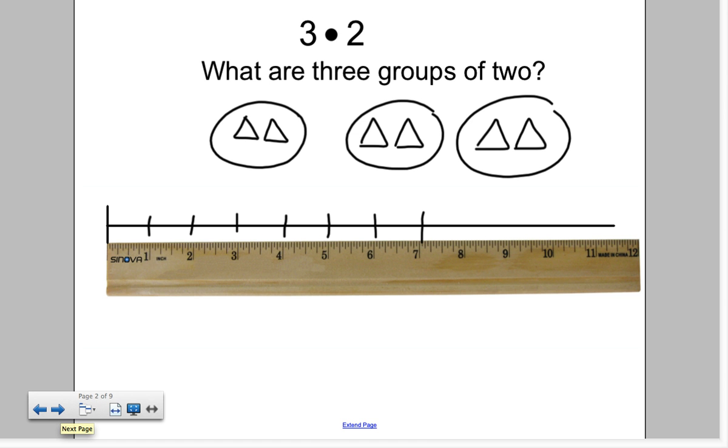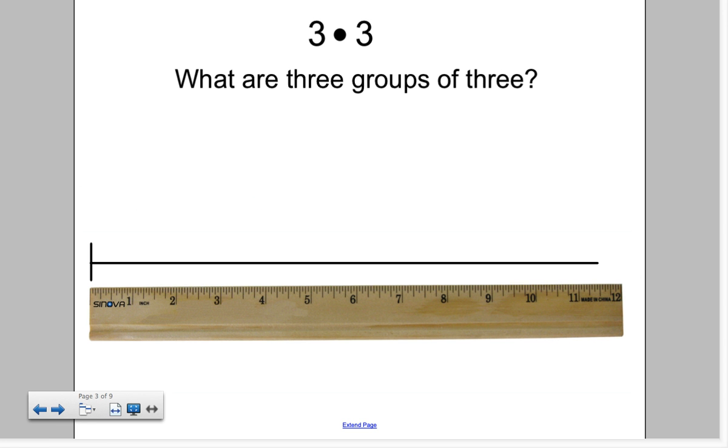A whole inch. And if I look, this is one group of 2. Here is a second group of 2. And finally, here would be a third group of 2. And this puts me right here at 6. So using a ruler or a number line, I can create groups of whole amounts.